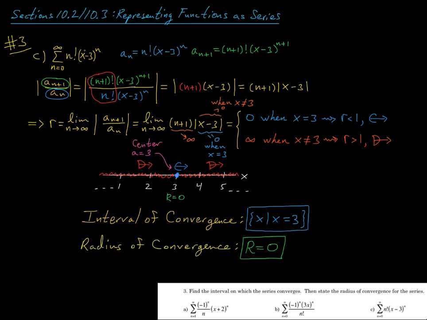Okay, now what is the radius of convergence? Well, note this series is centered at a equals 3. And since I only have convergence when x is equal to 3, the gap between the center and one of the endpoints is 0 in this case.